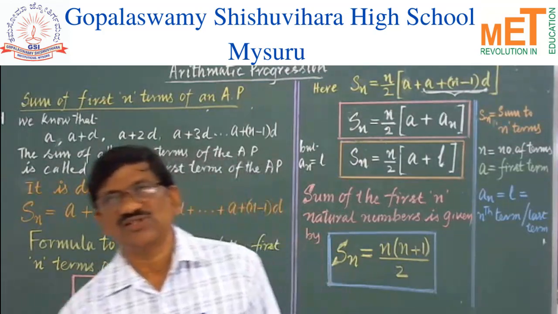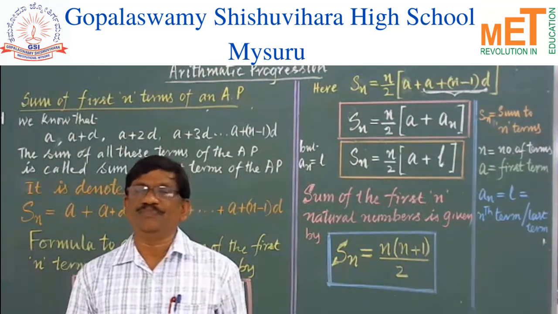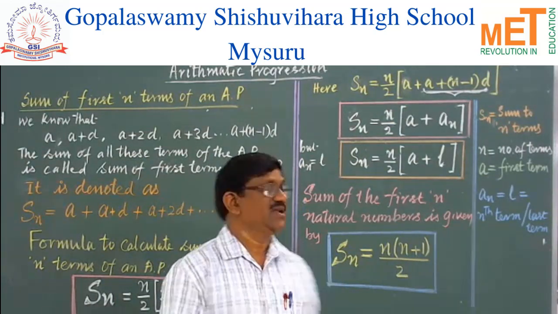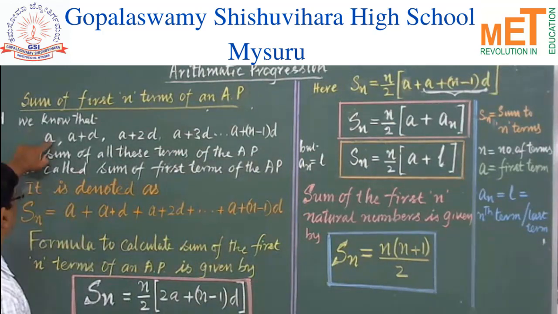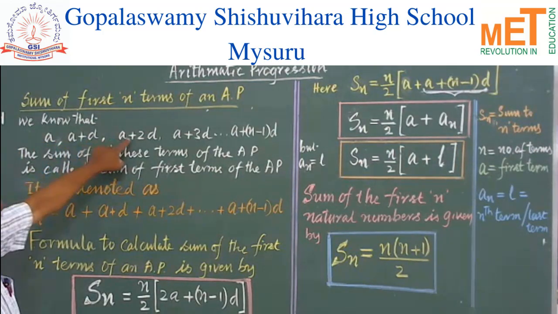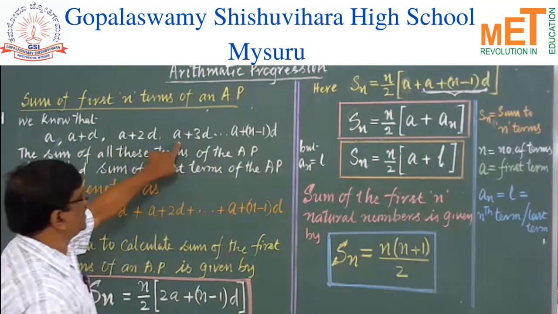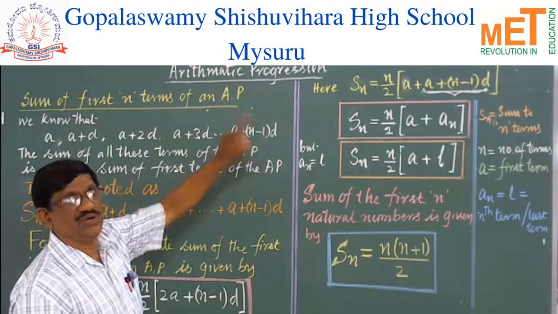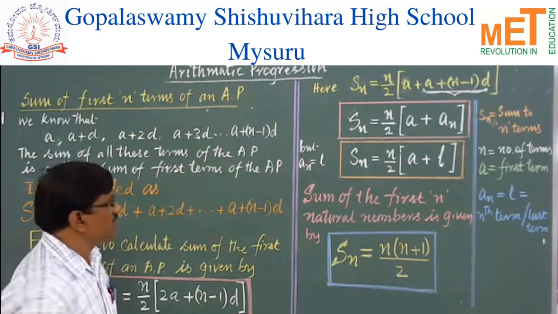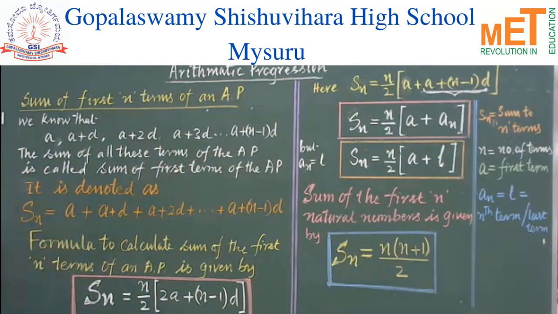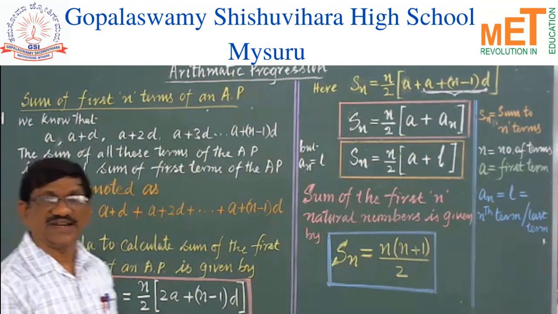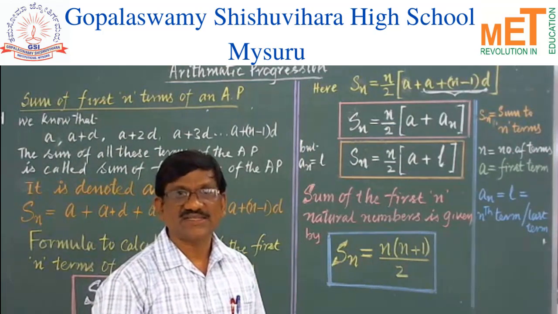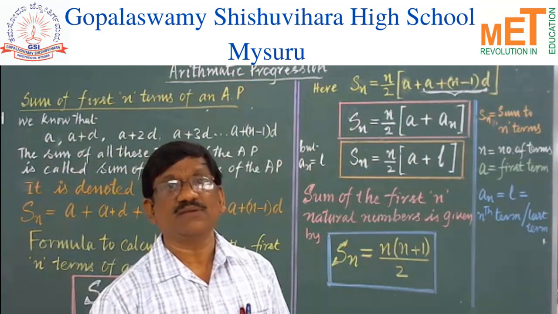You know that, children, the general form of an arithmetic progression is a, a plus d, a plus 2d, a plus 3d, etc., a plus n minus 1 into d. It is a general form, isn't it? So if we add all the terms, we will get a sum, isn't it? That sum we call the sum of an arithmetic progression.